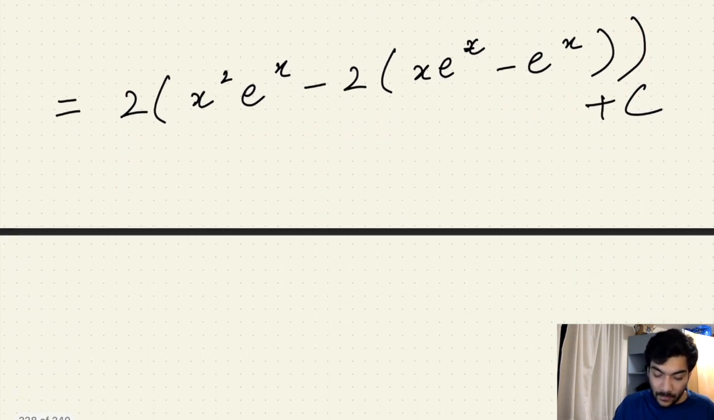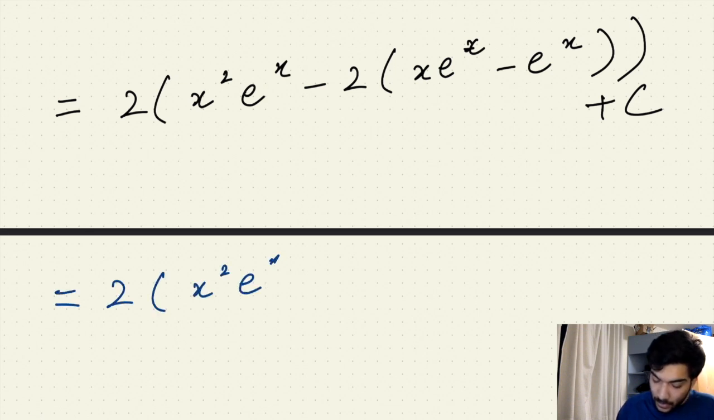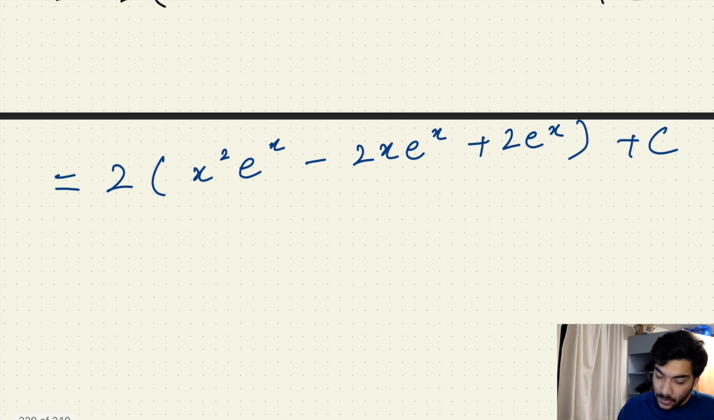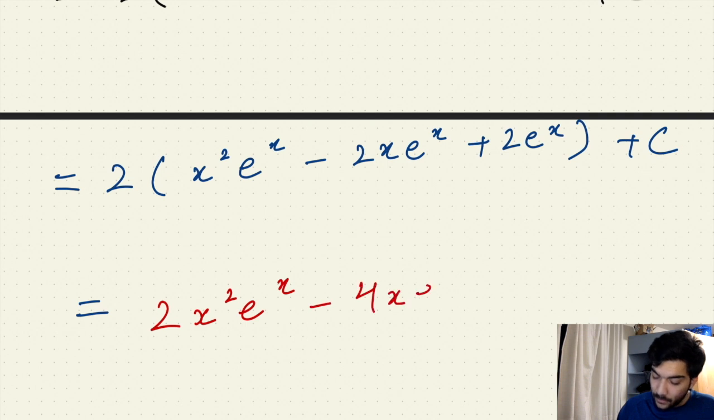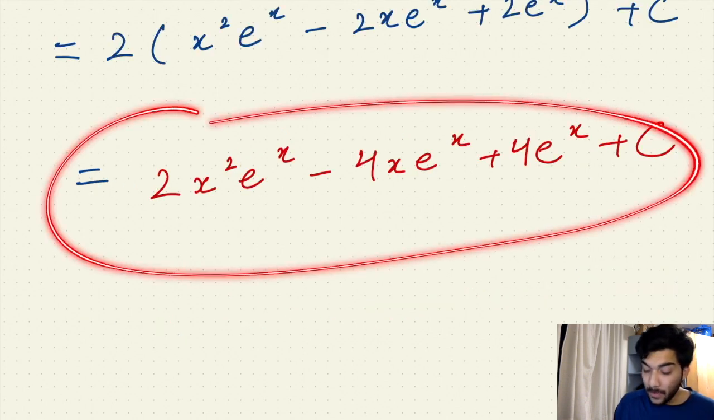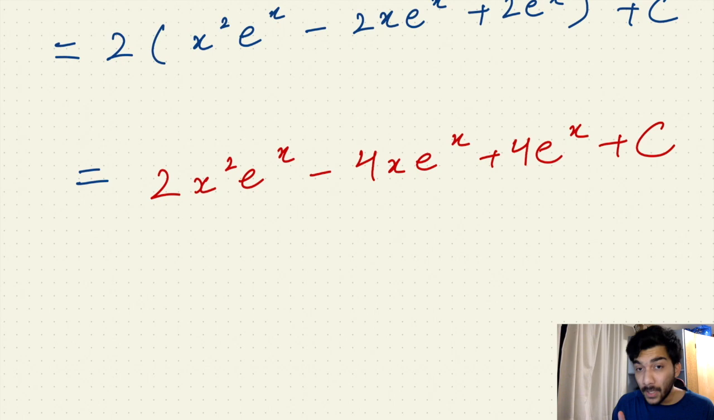So now let's simplify this expression again. We'll get 2 times x square e to the power x minus 2x e to the power x plus 2 e to the power x with a constant of integration. Now if you want to calculate the final answer, it would be 2x square e to the power x minus 4x e to the power x plus 4 e to the power x plus c. So this would be your final answer, but in terms of x in this case.